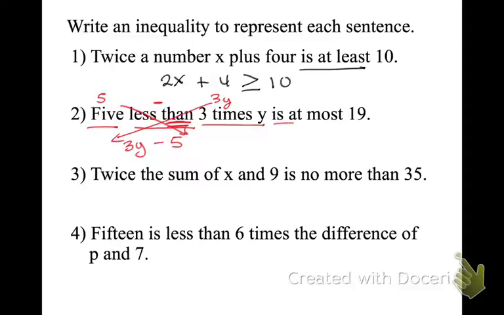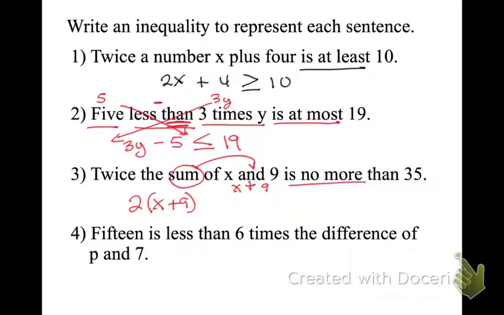Okay? "At most" means it has to be less than or equal to 19. Okay? Twice the sum of x and 9. Twice the sum. If I have a sum, I have to send it to the "and." There's my plus sign, x and 9. How do I show twice that? It would be 2 times the parenthesis of x plus 9.